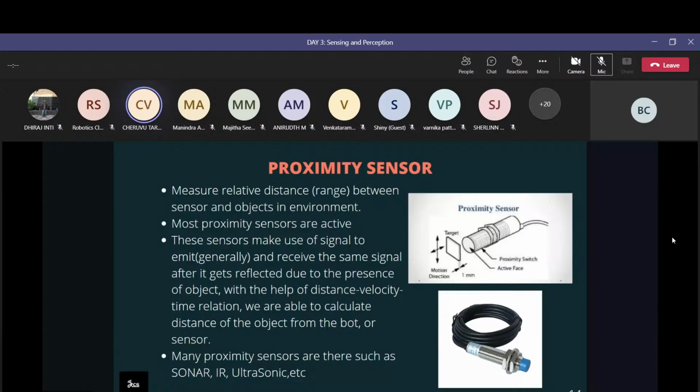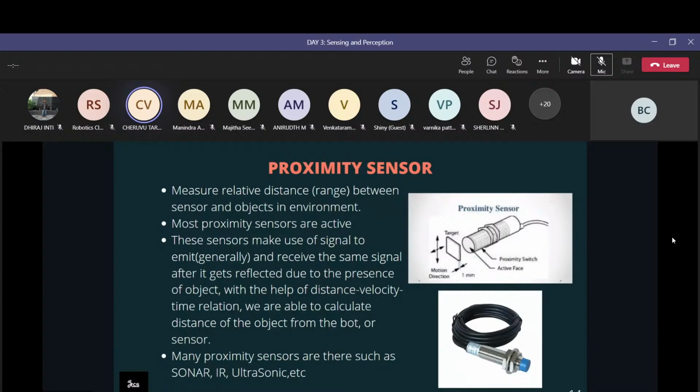So that's what is happening in the fourth point. These sensors make use of signals to emit and receive the same signal after it gets reflected due to the presence of an object. When it emits a signal, and there is an object present in the signal's way, those signals get reflected back. With the help of the time taken for the rays to get reflected back, and the speed, the velocity of light, which is 3 × 10^8 meters per second, right? The velocity of light in the earth's atmosphere, or throughout the universe, is 3 × 10^8 meters per second. So with the time taken to travel back after reflecting from the object, and the velocity, using the distance-velocity-time relation, you can calculate how far the object is from the sensor, and if that distance is within its range, it will take the appropriate action.